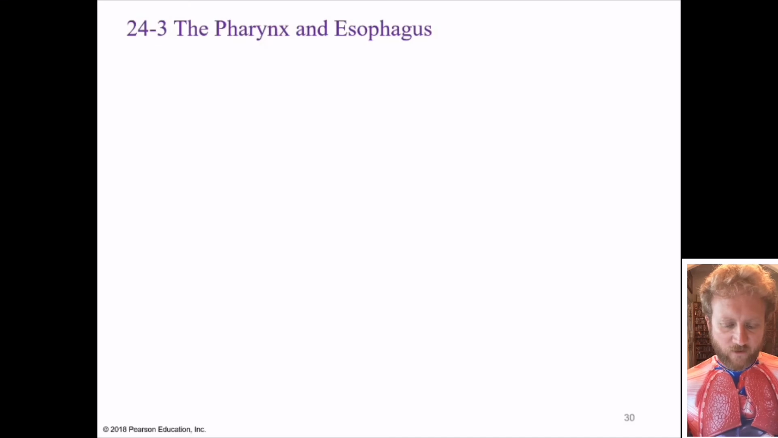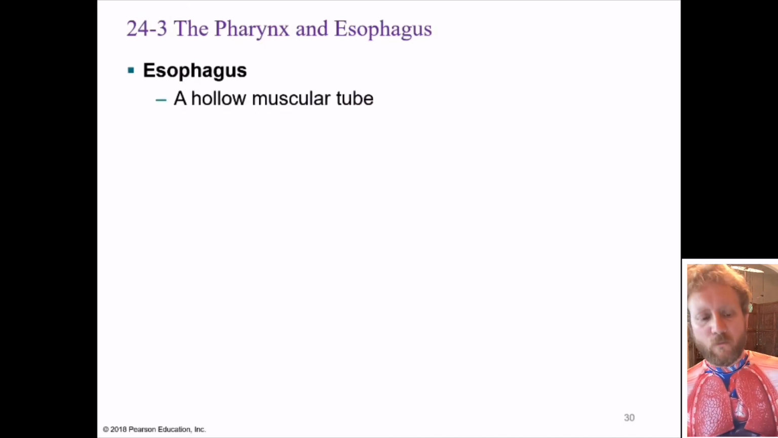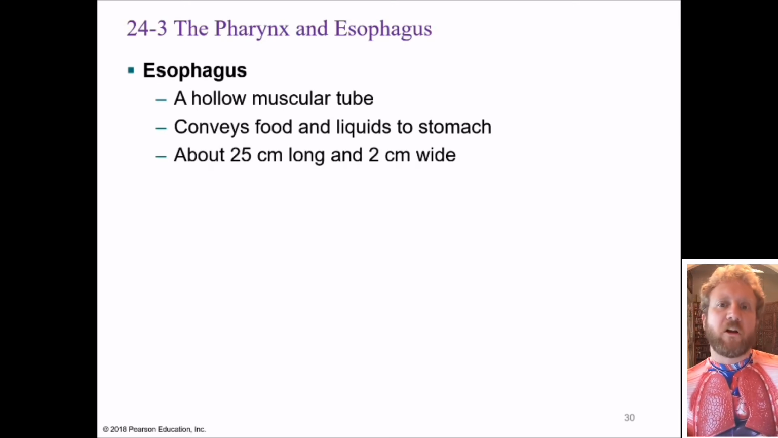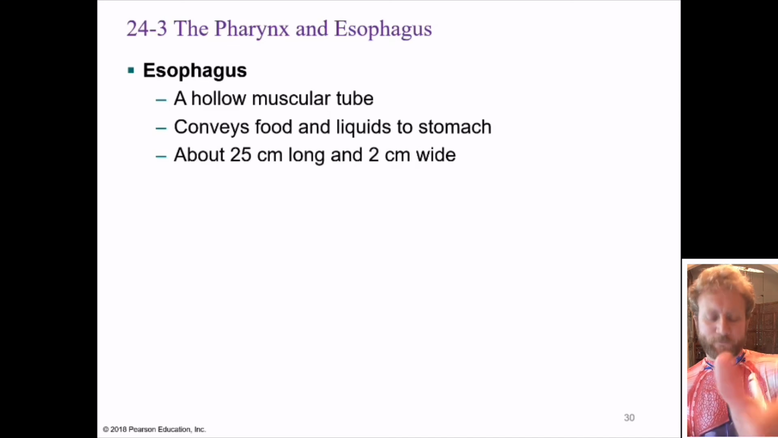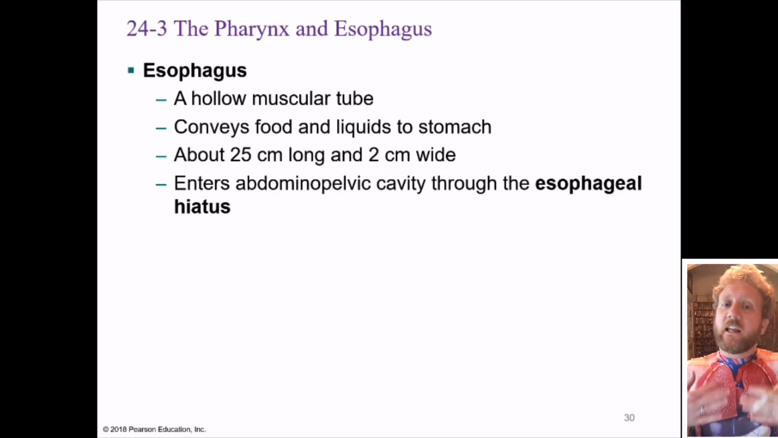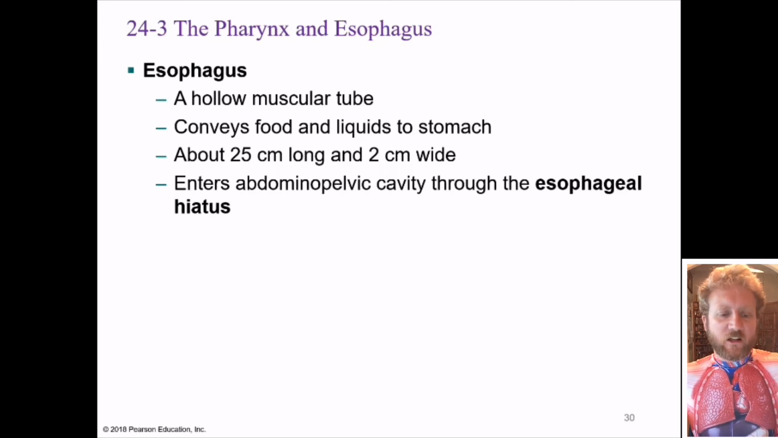Speaking of our esophagus, it is a hollow muscular tube that moves food from the mouth to the stomach. It's about 25 centimeters long. That's 3/4 of a foot or so. 2 centimeters wide, so not that big. Like that, maybe. It enters the abdominal pelvic cavity, because remember, the different cavities have membranes that section them off from each other. And so basically there's a little hole where your esophagus goes through your thoracic cavity into your abdominal cavity. It's called the esophageal hiatus.